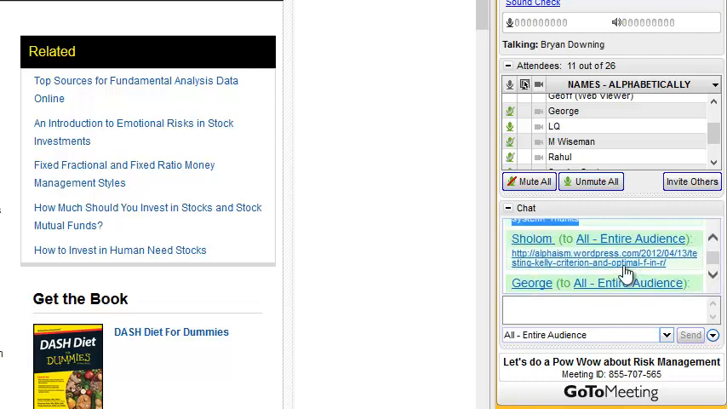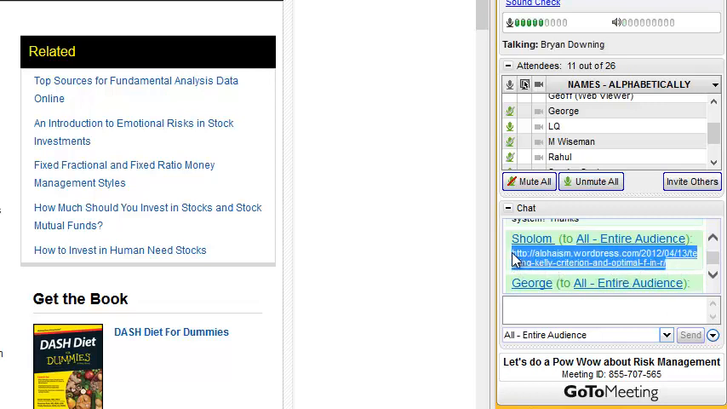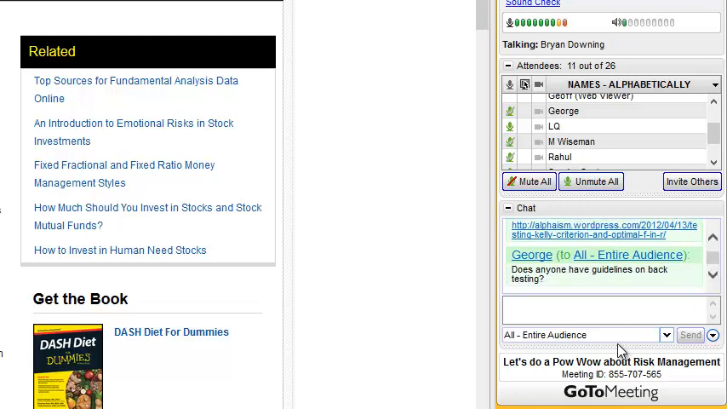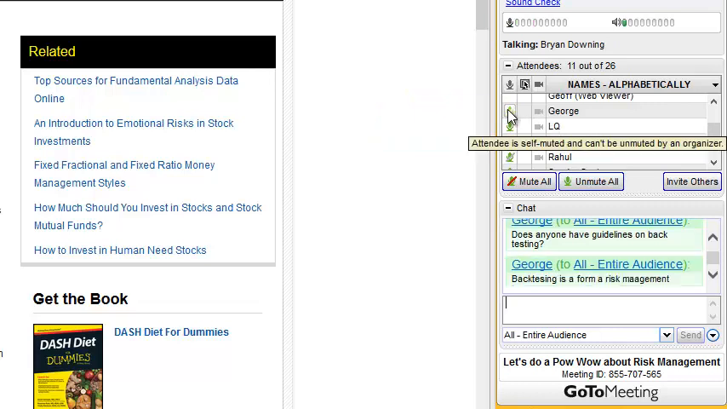Let me just check out your link, Shalom. This is Optimal F, looks like? Yeah, and Kelly. Okay, cool. And George asked another question. Does anyone have any guidelines on back testing? George, are you able to speak? Oh, from risk management.